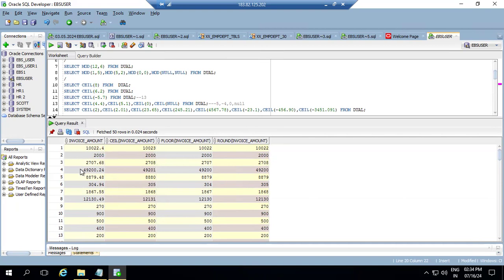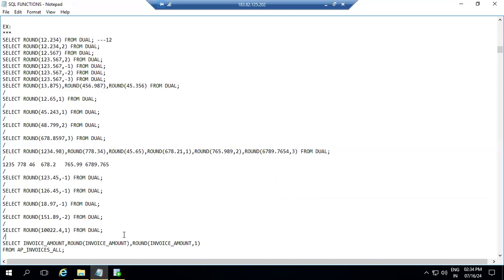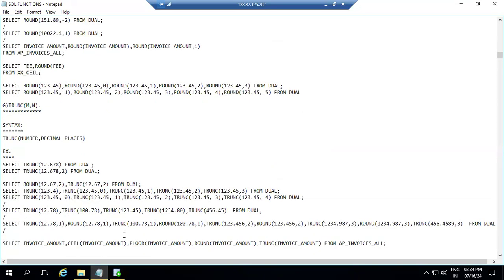So coming to the third one, it is 22,707.68. After the decimal place, it is greater than 5. Obviously, it is calculating like 2708. So coming to the fourth one, when it is less than 5, it is showing the same output here, right? You can see the same output here. Any doubts? It is clear, right? Using this round function.